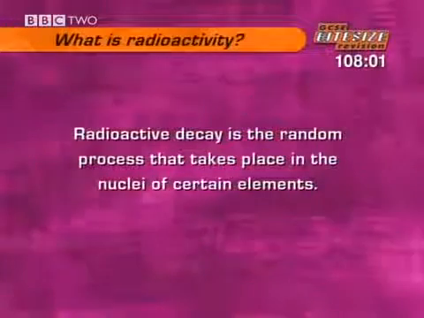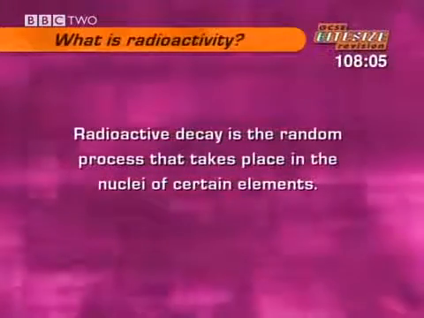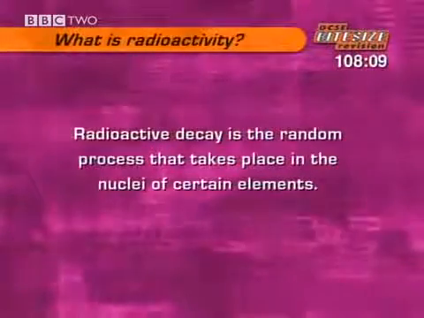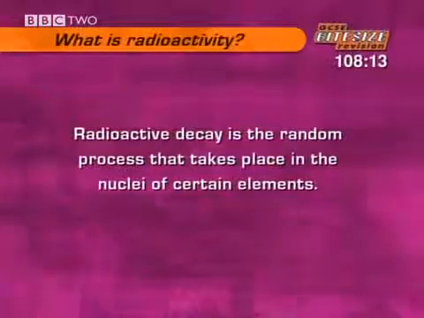Radioactive decay is the random process that takes place in the nuclei of certain elements. There are three main types of radiation. Watch the next clip and make a note of what they are and what materials they can pass through.